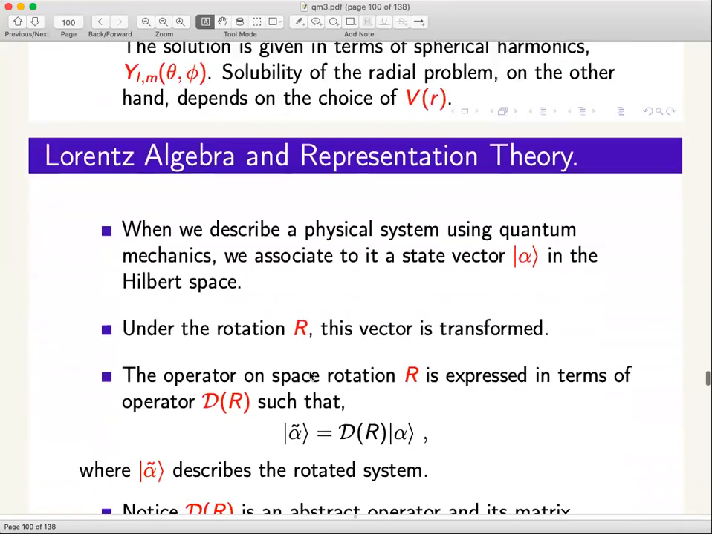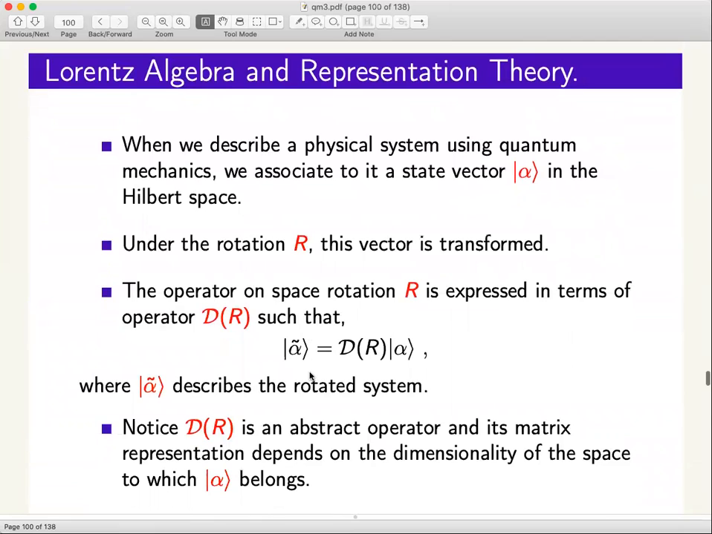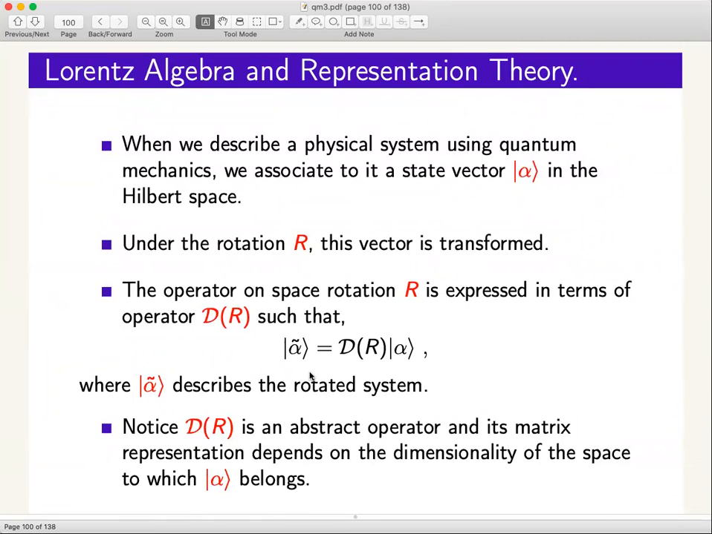We are going to restrict ourselves, at least for our discussion. This discussion can be done for classical systems also, but that will take another lecture, so I don't want to do that. So we'll restrict ourselves to quantum mechanical systems. If you have a quantum mechanical system, then you associate to that system a state vector in the Hilbert space. Now suppose you are doing a continuous transformation.